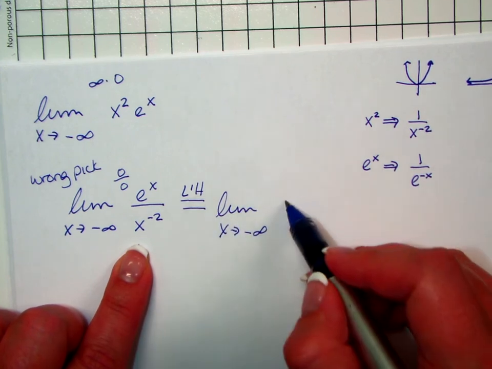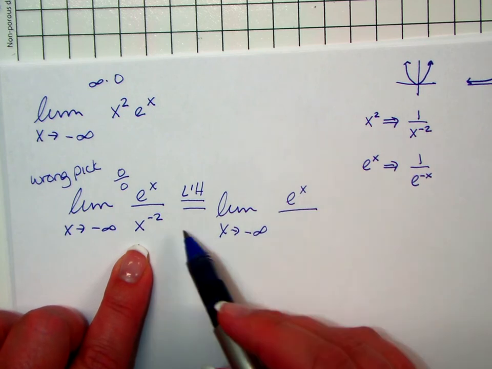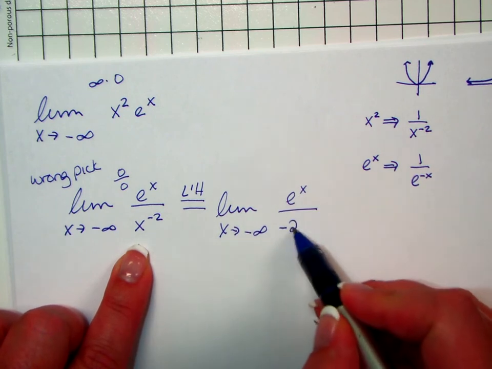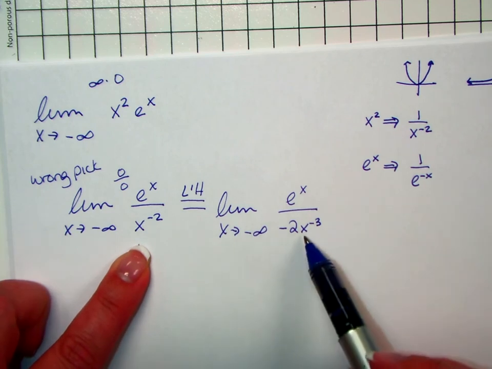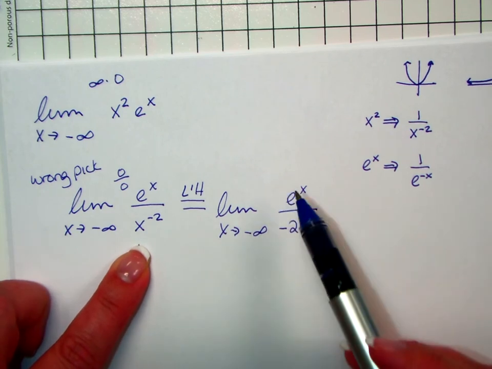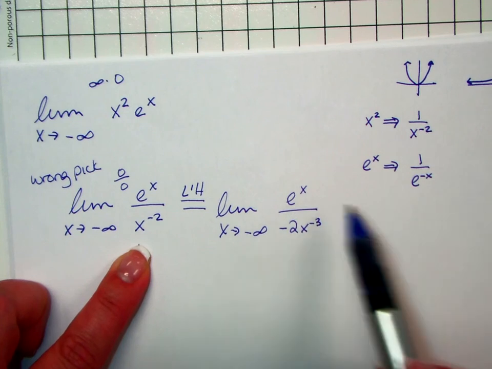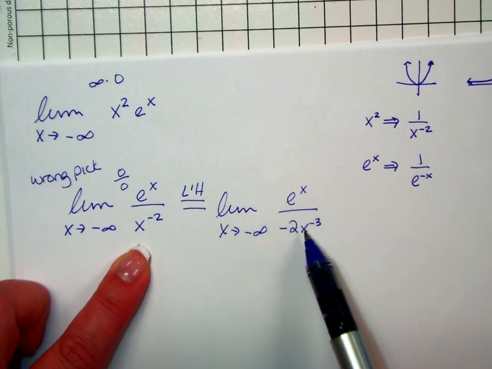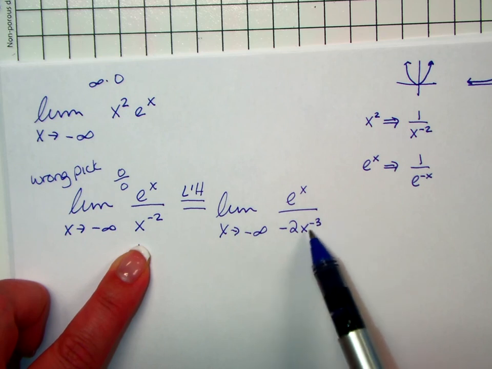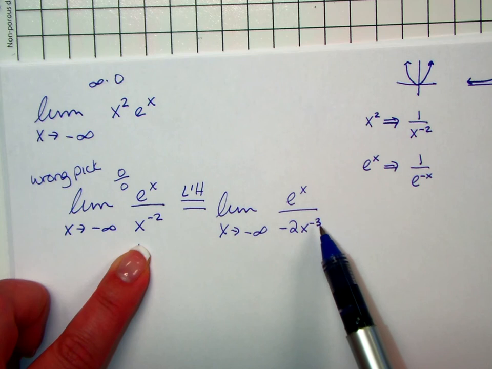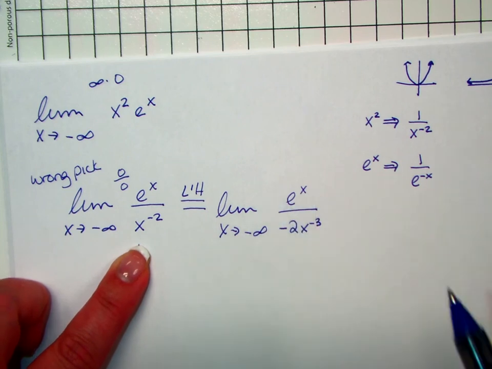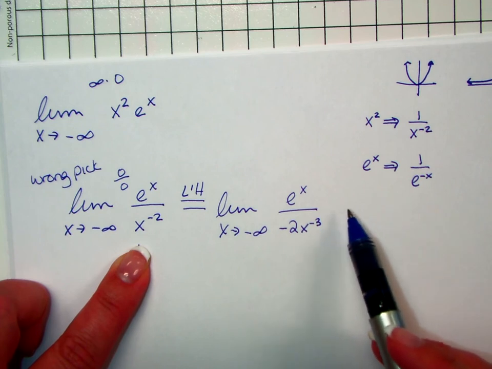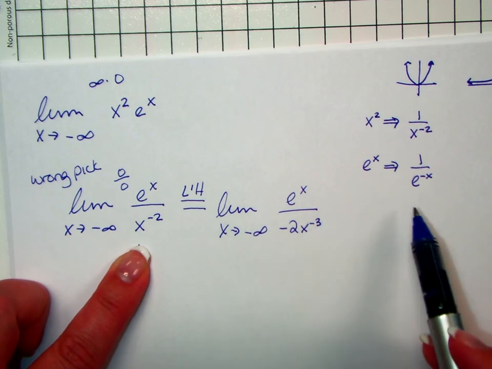The top function is going to stay the same, and the bottom function is going to be negative 2x to the negative 3, which is still indeterminate, right? We're still going to get 0 over 0. If I keep doing L'Hopital's rule, the top is never going to change, and the bottom function is just going to keep getting x to the negative 4, x to the negative 5, x to the negative 6, and it's never going to go away. So this is like an infinite loop of L'Hopital's rule, and you'll never be finished with the problem.